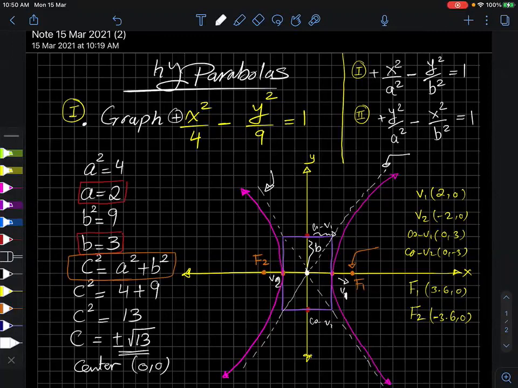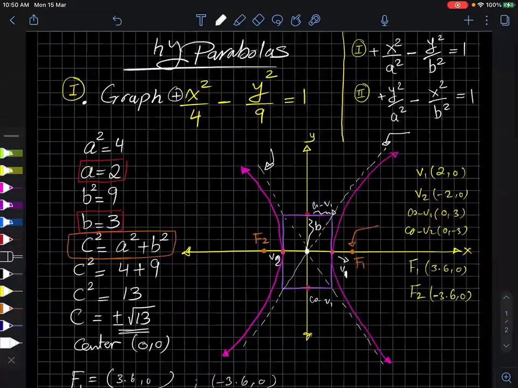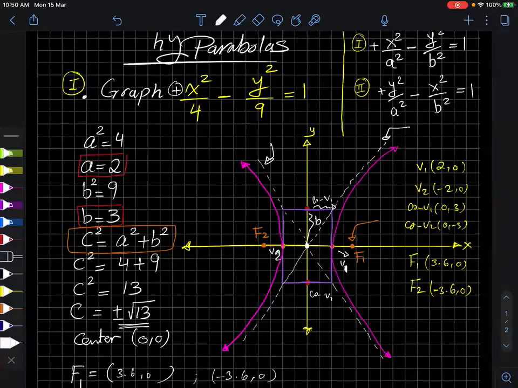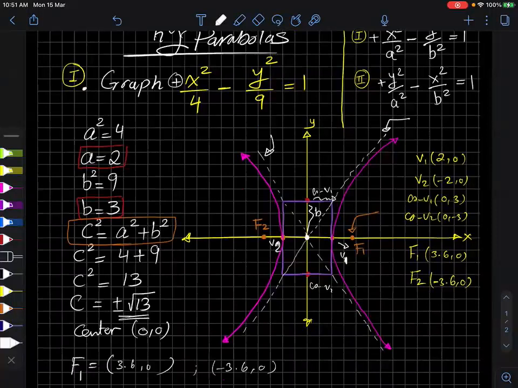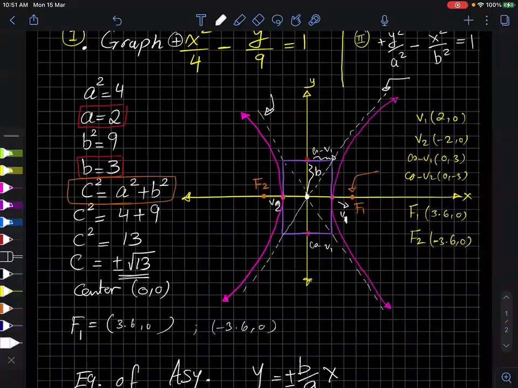Again, when x squared over 4 minus y squared over 9, you should check first the sign of x squared. Is it positive or negative? The positive sign comes with the x squared. So the a is always with the one that has a positive sign. A squared is under the one that has a positive sign. So a squared is 4 and a is 2. B squared is 9 and b is 3. For the foci of hyperbolas, c squared equals a squared plus b squared. Substitute, c is positive or negative radical 13. It has 2 points, 3.6 and 0, and negative 3.6 and 0.